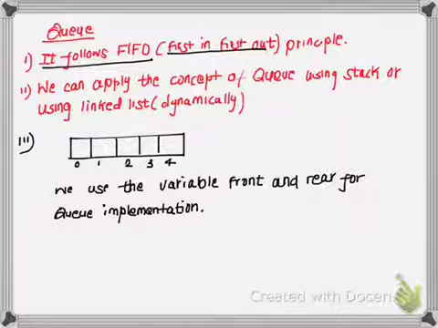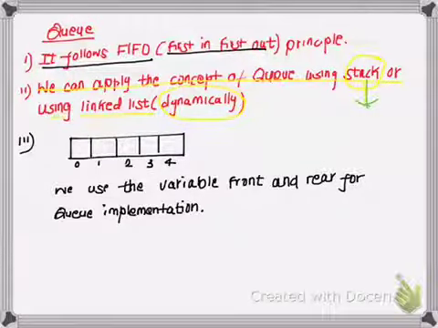And here we can implement the concept of queue either using an array, which is static, and we can also implement a queue by using the linked list concept, and this is dynamic. Dynamic in a sense that it is never full. I mean, we can insert as much data as we want, so the memory location will be allocated dynamically in this case.